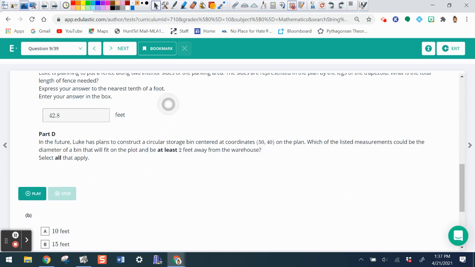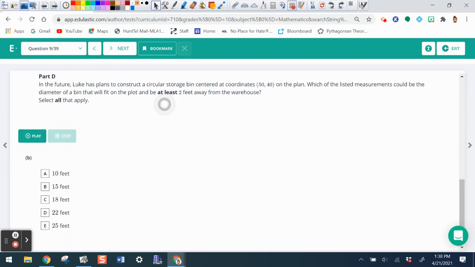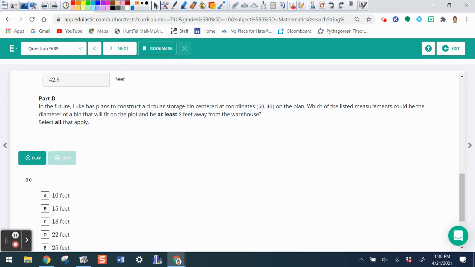Part D, which I'm hoping is the last one here, and it is. It says, in the future, Luke has plans to construct a circular storage bin. Way to go, Luke. Centered at coordinates 50, 40 on the plan, which of the listed measurements could be the diameter of a bin that will fit on the plot of land and be at least 2 feet away from the warehouse? It says select all that apply. So because it says at least 2 feet away, that's why there's multiple options here, and that's why they say select all that apply. So that's what we have to figure out.